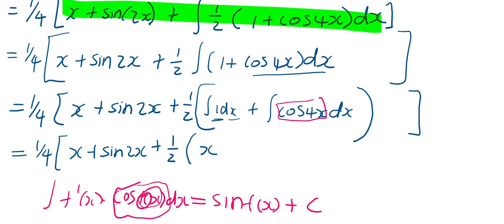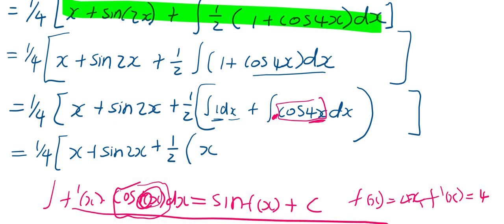But the derivative of f(x) here is, if we choose f(x) here, f(x) is equal to 4x, meaning that the derivative of f(x) is equal to 4. So we are missing the 4 here for us to be able to use this formula. So what can we do?